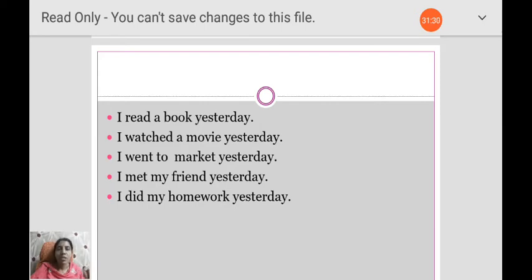Then watched. This is also the past form, V2 form of watch. Then look at the word went. This is also the past form of go. Go, went, gone. So the past form of go is went. I went to market. I met. Met is the past form of meet, M-E-E-T. We meet friends. I met my friend here. I did my homework. So it is the past form of do.